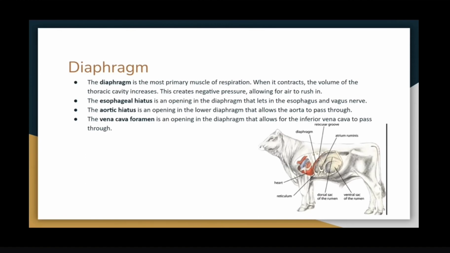The diaphragm is the most primary muscle of respiration. When it contracts, the volume of the thoracic cavity increases. This creates negative pressure, allowing air to rush in. The esophageal hiatus is an opening in the diaphragm that lets in the esophagus and vagus nerve. The aortic hiatus is an opening in the lower diaphragm that allows the aorta to pass through. The vena cava foramen is an opening in the diaphragm that allows for the inferior vena cava to pass through.